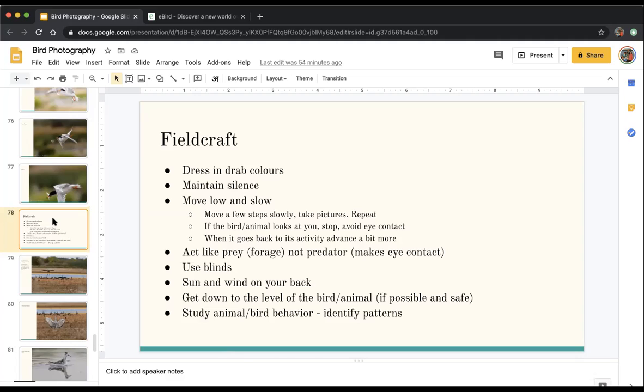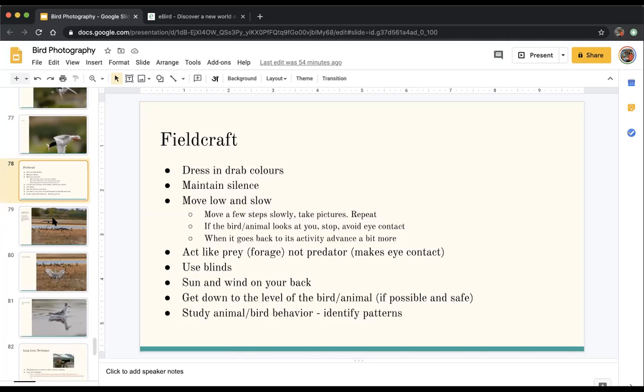Use blinds if you can. Keep the sun and wind on your back. I'll give you an example of that. Get down to the level of the bird or animal if safe and possible. And then, of course, if you know behavior, then you can anticipate.